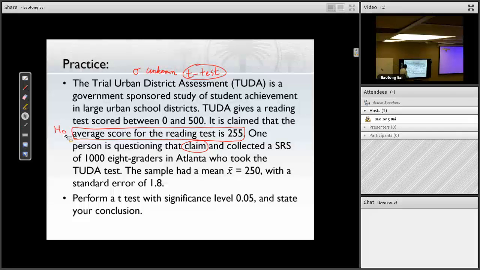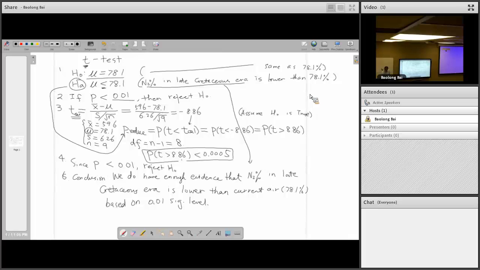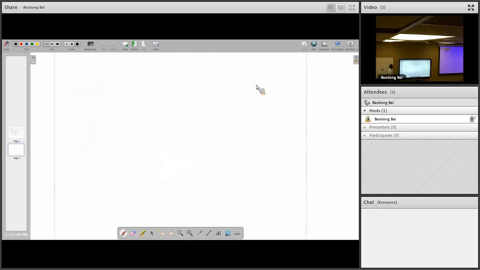Okay. Now we're given some numbers. The 1,000 eighth graders will be our sample, so then 1,000 will be our sample size n, right? Then sample mean is 250, that's our x bar, and then standard error 1.8, that will equal to what? Standard error will equal to standard deviation over square root of n, right? So don't forget that. Then let's work out this problem. So we are doing a t-test, like we mentioned earlier. Then for any hypothesis test, you need to go through the 5-step procedure.